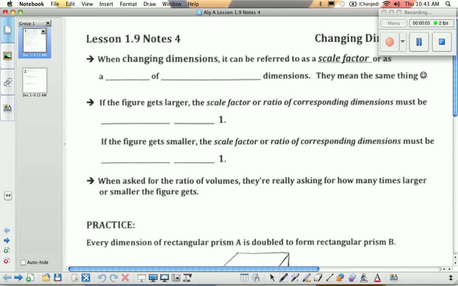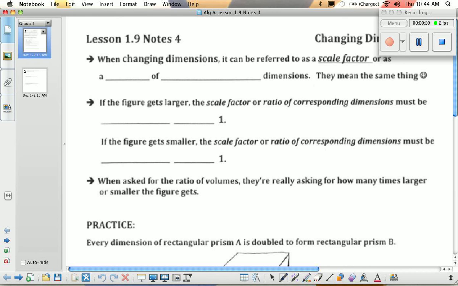So we're going to do a review. It's on our last set of notes actually, and there are some things we can always count on. And those are the things that we're going to talk about up here at the top. When changing dimensions, it can be referred to as a scale factor.